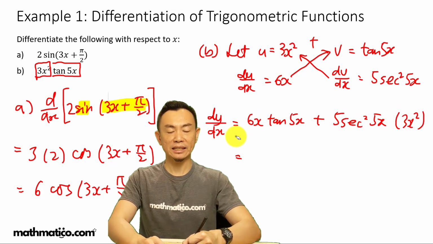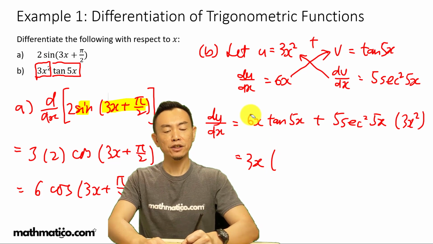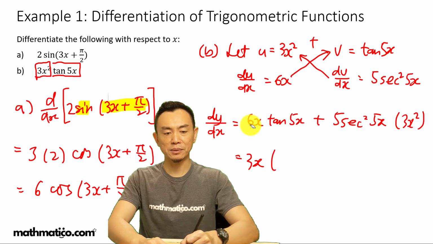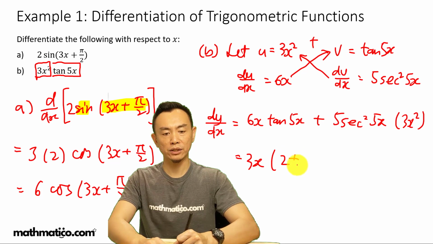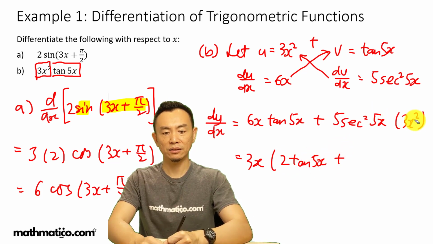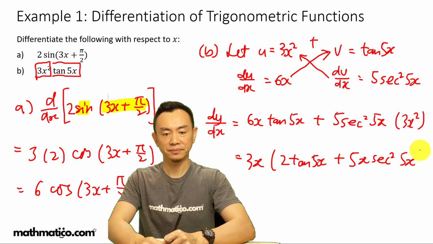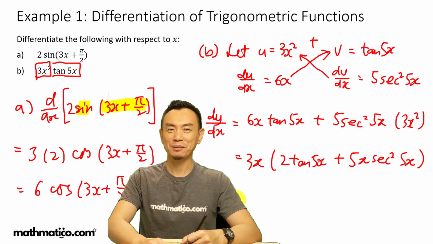Immediately I see that 3x is a common factor, so I'm going to write it outside here. We factor out 3x from 6x is 2, and we have 2 tangent 5x plus, okay, 3 comes out, x comes out, we are left with x, and we have 5x secant squared 5x. Okay, that's pretty much it.